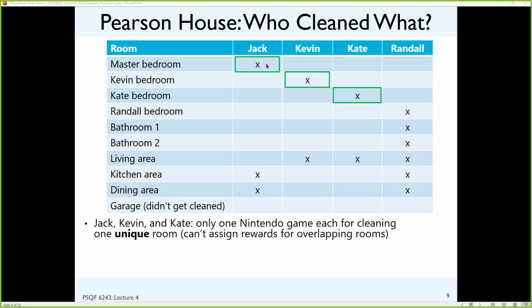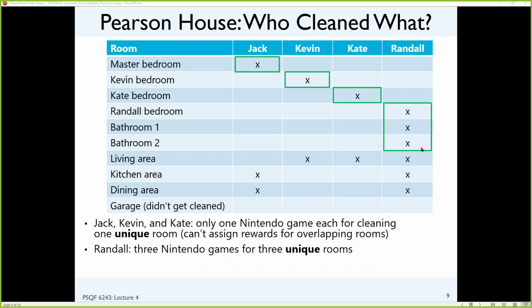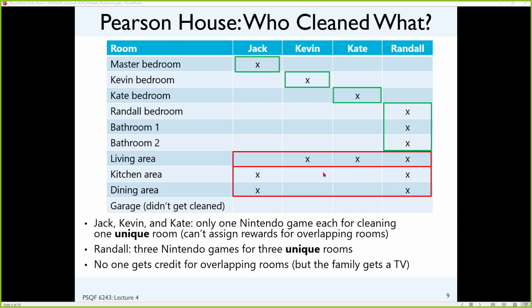Well, we know that Jack, Kevin, and Kate each cleaned 1 room that no one else said they did. So they each get 1 game. We know that Randall cleaned 3 rooms that no one else said they did, so he gets 3 games. But no one fairly can get credit for the living room, the kitchen, or the dining room because we aren't sure who the credit should go to.